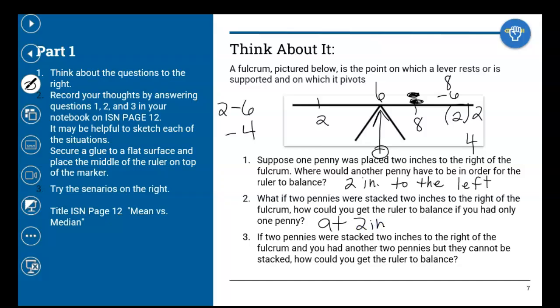If 2 pennies were stacked 2 inches to the right, and you had 2 pennies to stack on the other side, but they can't be on top of each other, how could you get the ruler to balance? So now, everyone try that one. You have 2 pennies on the right and then 2 pennies on the left, but they can't be stacked. Yeah, the ones on the right are stacked. Wait, the 2 on this side still gotta stay at 2 inches? Yes, it still has to stay at the 8 inches mark. Don't move the ones that are stacked. Just add another one to the ruler on the left.